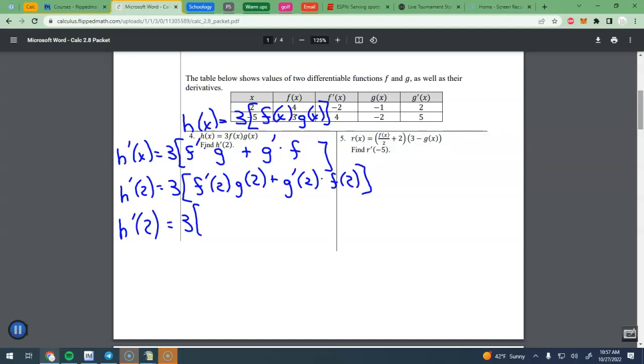So f prime of 2. I've got 2 x values up here. I assume that's for the next one. Yeah, that's for 5. So f prime of 2 is -2. G of 2 is -1. G prime, do you guys see how I'm getting the numbers? Good. We're not done. G prime of 2 is 2, and then f of 2 is 4.